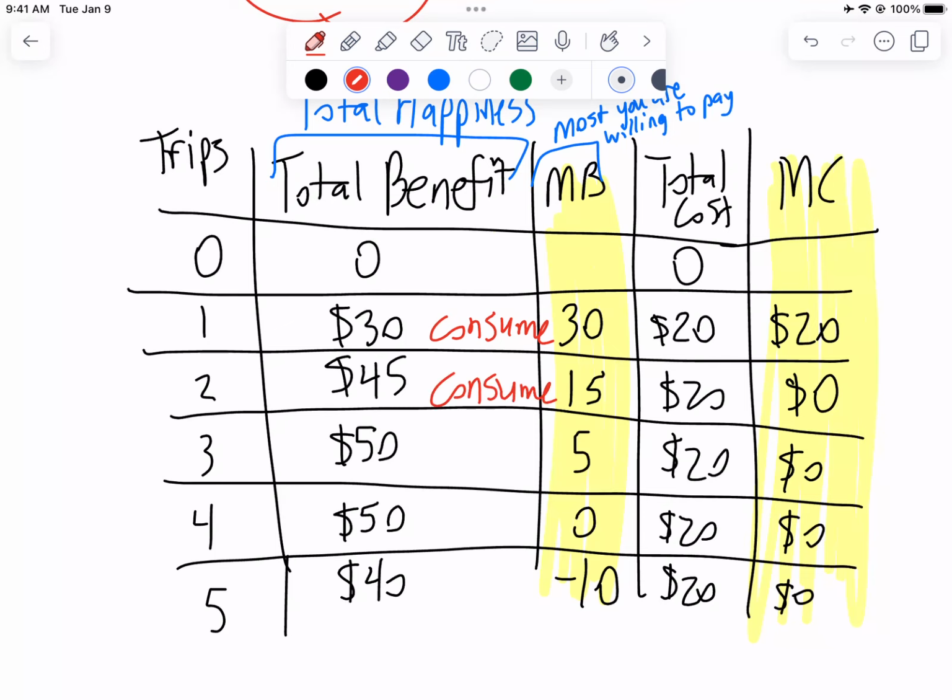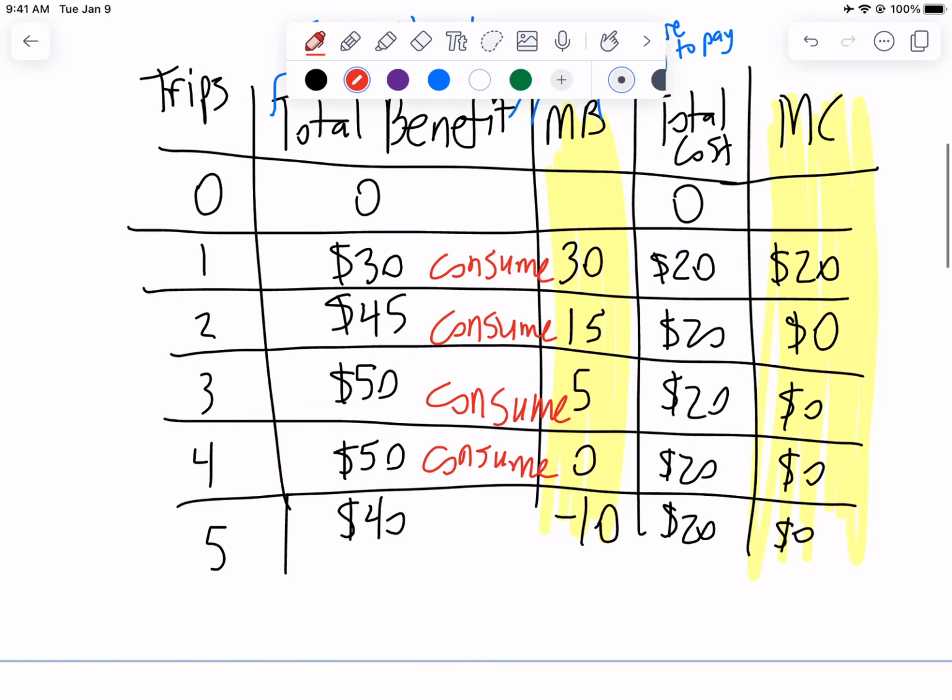For the third trip, even though the marginal benefit is 5, even though the marginal benefit is decreasing, you are still getting benefit. You're still having more marginal benefit than marginal cost. So just off of that, you are going to consume. The fourth trip, the marginal benefit is 0, the cost is 0, so it doesn't cost you anything, and you're going to benefit 0, so it's the same. So you might as well go. You might as well consume.